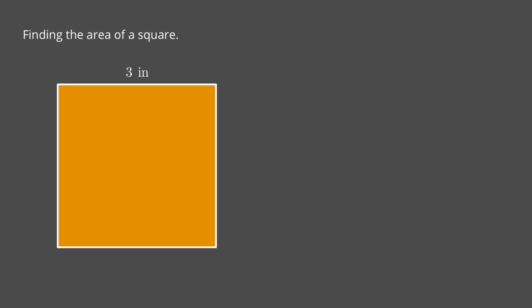For this first example, they ask us to find the area of a square. There are some unique characteristics of squares that we should know. First, with squares, all four sides have to be congruent or equal. So what that means is, given the top is 3 inches long, the right side, the bottom, and the left side are all 3 inches long. And this is going to come in handy when we're trying to find the area of a square.